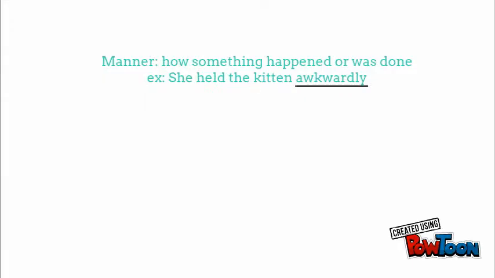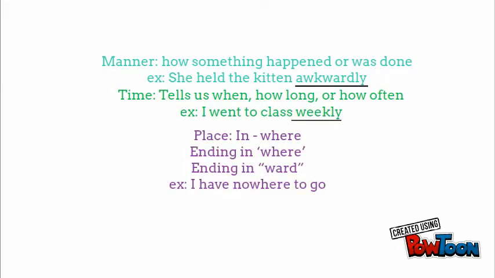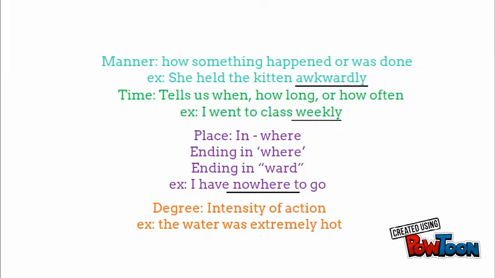Adverbs come in four types. Manner, which is how something happened or was done. Time tells us when, how long, or how often. Place tells us where, and degree tells us the intensity of the action.